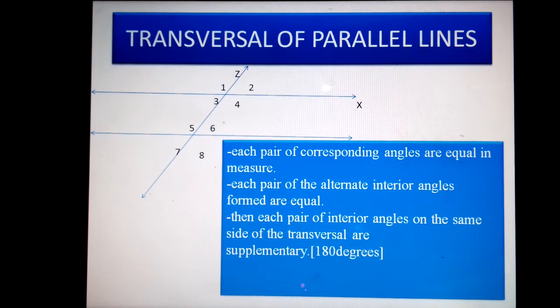So we have 3 checkpoints here. First, we have to check whether the corresponding angles are equal in measure. That means these 2 lines X and Y are parallel to each other. Similarly, check the alternate interior angles formed. If they are equal in measure, we can conclude that the lines X and Y are parallel to each other. And the third one, we have interior angles on the same side of the transversal. We have to measure them and check whether the total comes to 180 or not. If it is 180, those two lines which are intersected by the transversal are parallel to each other.